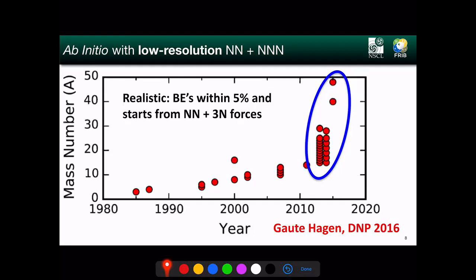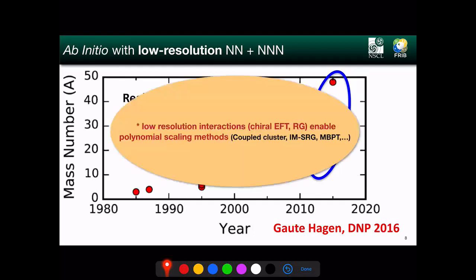And you see this dramatic explosion, this hockey stick behavior there. And the point here is, why is that? The main takeaway is that the use of these low resolution interactions, whether they're from chiral EFT or interactions which have been further softened using various types of RG transformations, all of these low resolution interactions basically allow you to make use of polynomially scaling many body methods.